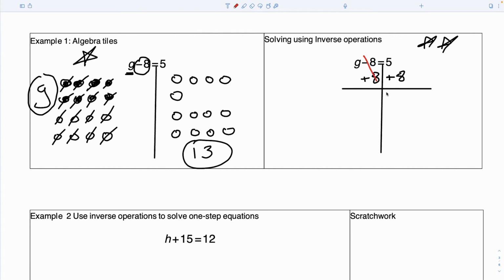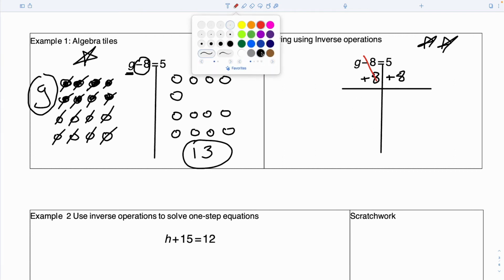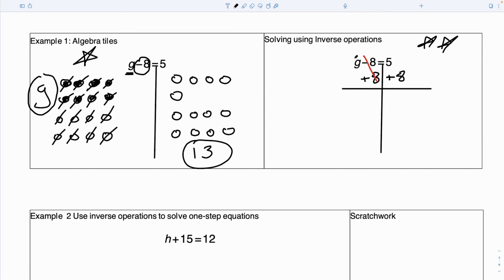What's left over on the left side, Cameron? What's left over here? If you canceled the 8s, what's left over? It's g, and that's what I wanted to get the answer. On the right side, what's left over? 5 and 8. Colton? 13. You just found your answer. G is isolated, and it equals 13.